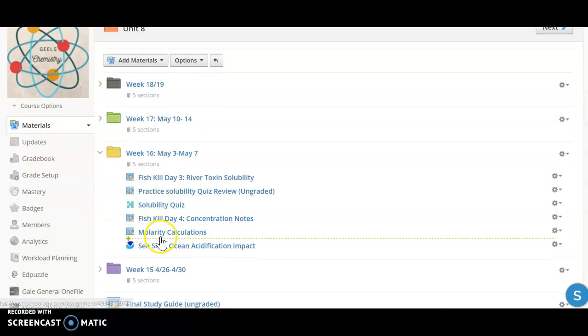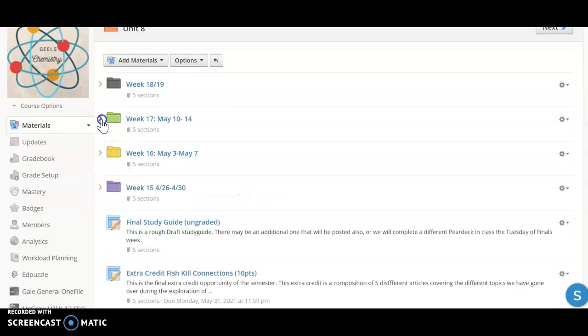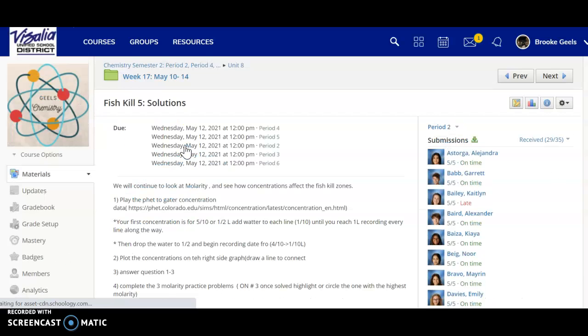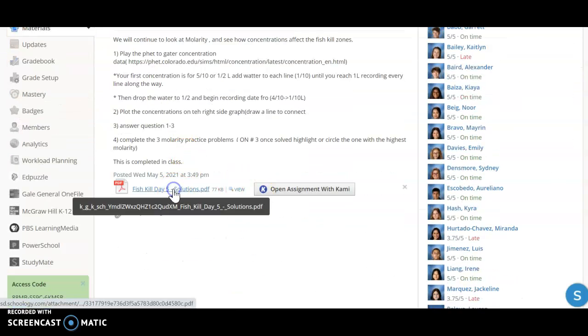After week 16, so this one's molarity. Week 17, we have fish kill day 5, and then 6, 7 for solubility and temperature. So you're just going to go through all the fish kills, continue to go through. We'll open up day 5.